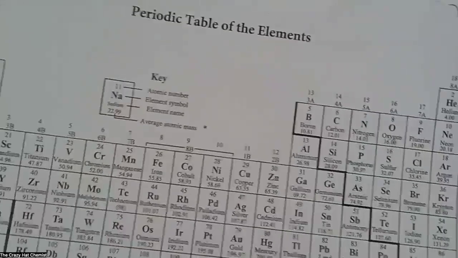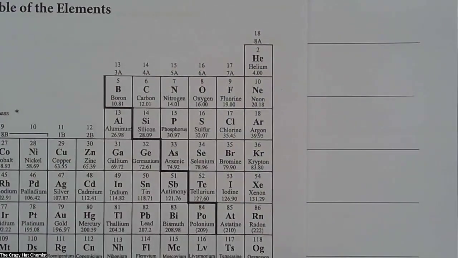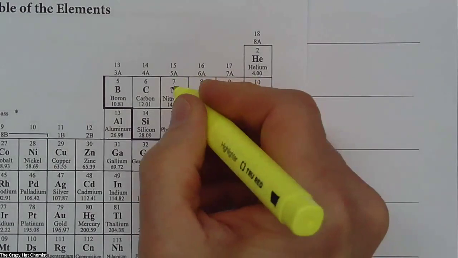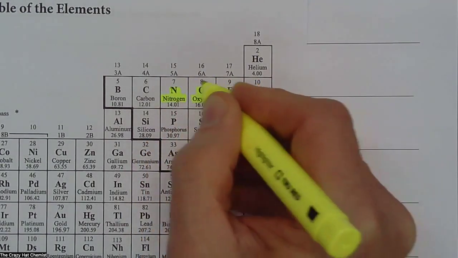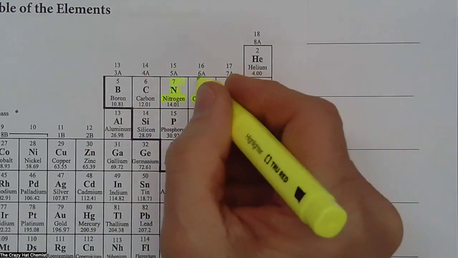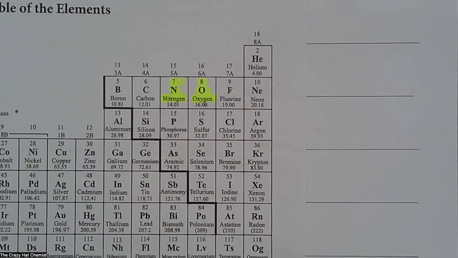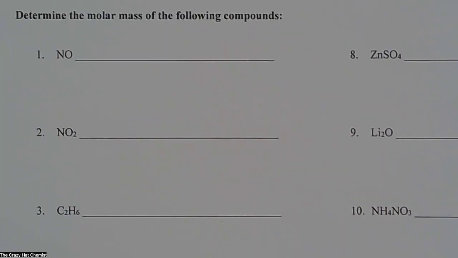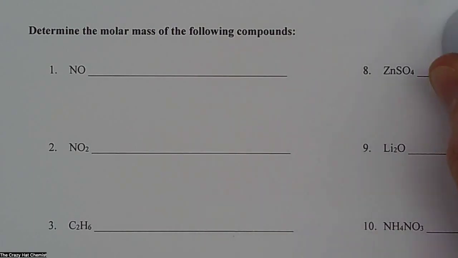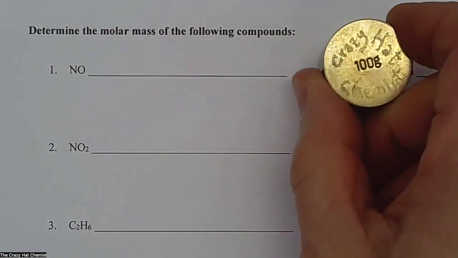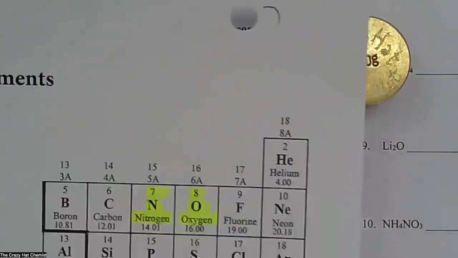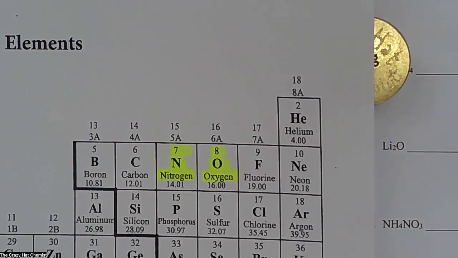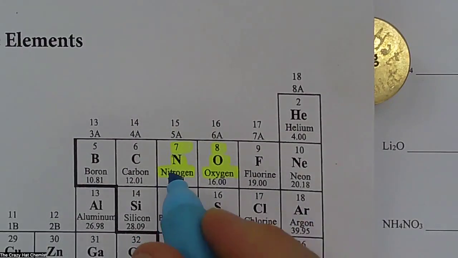So what we're going to do is come to our periodic table. We're going to find nitrogen and oxygen. So there's nitrogen right there. There's oxygen right there. Nitrogen is element number 7. Oxygen is element number 8. I'm going to zoom in on this so that we can see each one of these in grave, wonderful detail. All right, fantastic.